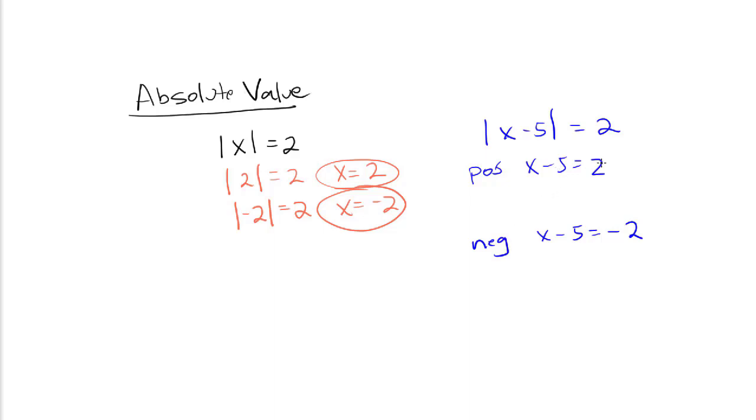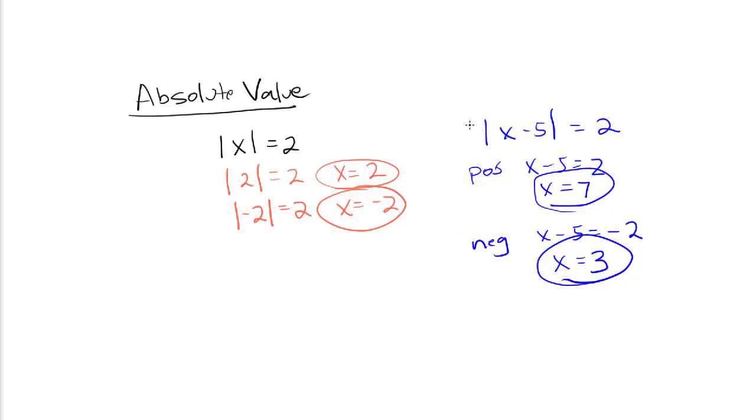Now I can solve. Add 5 to both sides on the first one, and x equals 7. On the next one, add 5 to both sides again, and x equals minus 2 plus 5, which is 3. And those are the solutions to our absolute value equation. We set up our positive and negative case and solve. So that's how we would approach it algebraically.